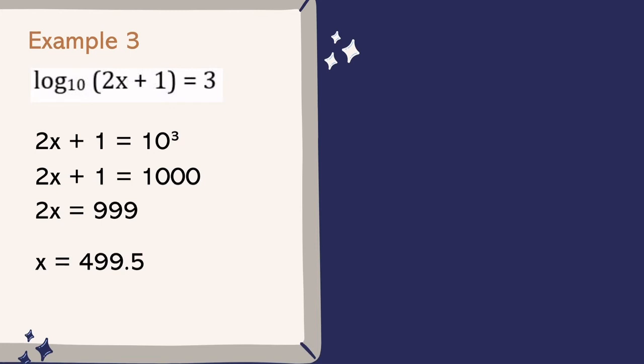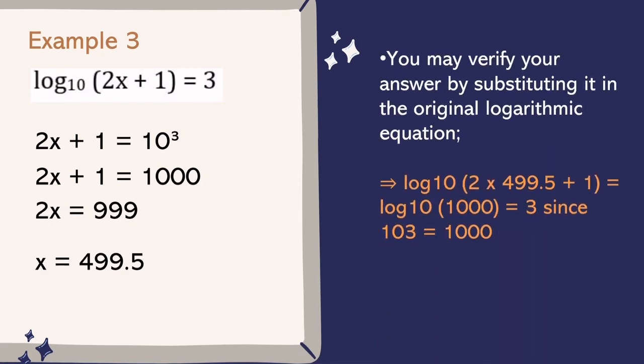For our third example, solve logarithm 2x plus 1 to the base of 10 equals 3. Same as before, we write the equation in exponential form. It then becomes 2x plus 1 equals 10 cubed. Then we simplify, so it is now 2x plus 1 equals 1000. Transpose the 1 and simplify, and we get 2x equals 999. On dividing both sides by 2, we get x equals 499.5. You may verify your answer by substituting it in the original logarithmic equation.